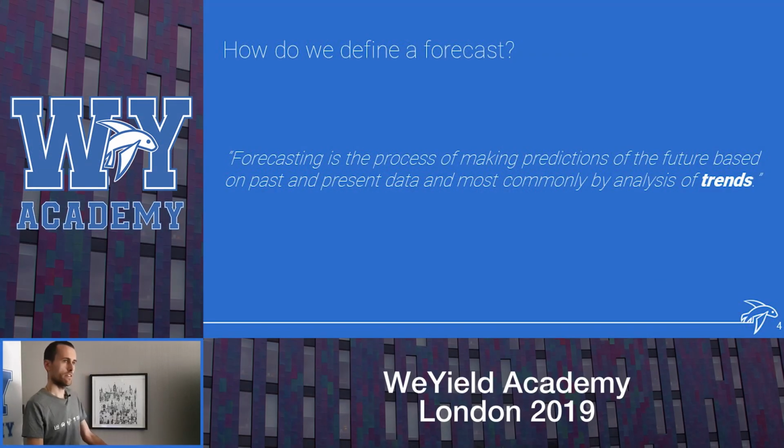How do we define the forecast precisely? Forecast is a type of prediction, of course. It's a process of making a prediction of the future based still on past and present observation or data, and most commonly by the analysis of trends. So that's the key word when we talk about the forecast: it's trend analysis. It's the same as prediction. We look at past and present, but put the emphasis on trends.